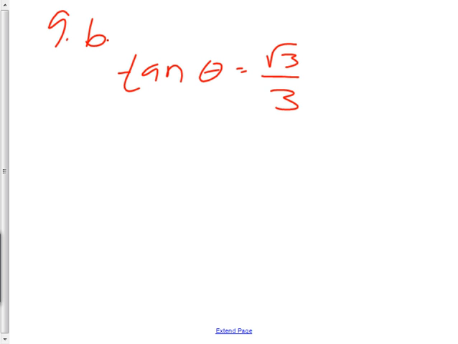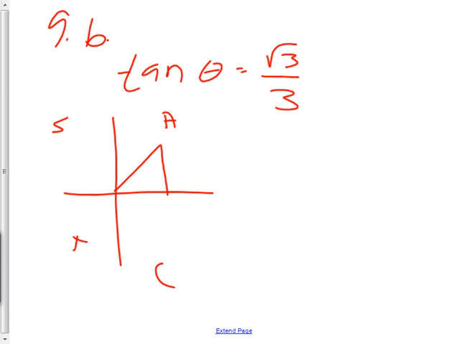Don't really want to do B, but I'll start it for you. This is problem 9B. Tangent of theta is equal to root 3 over 3. I think it's just that you're not picturing the triangle right. Tangent is opposite over adjacent, right? So I'm going to be here because it's positive. Tangent's positive here. All students take calc. And tangent's also positive down here. I'll let you do that one later.